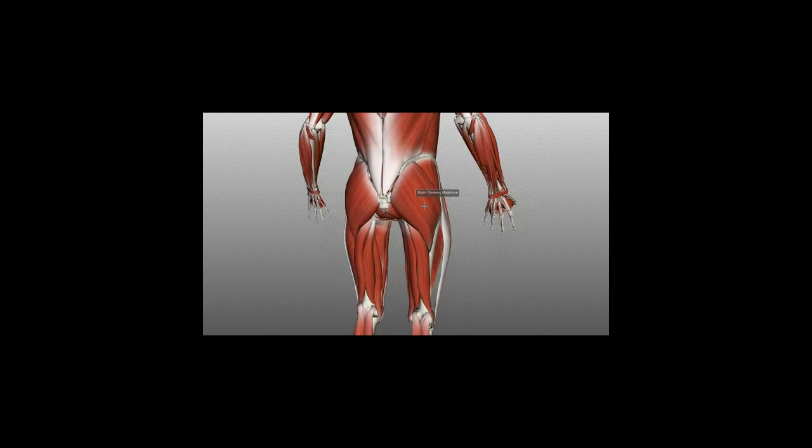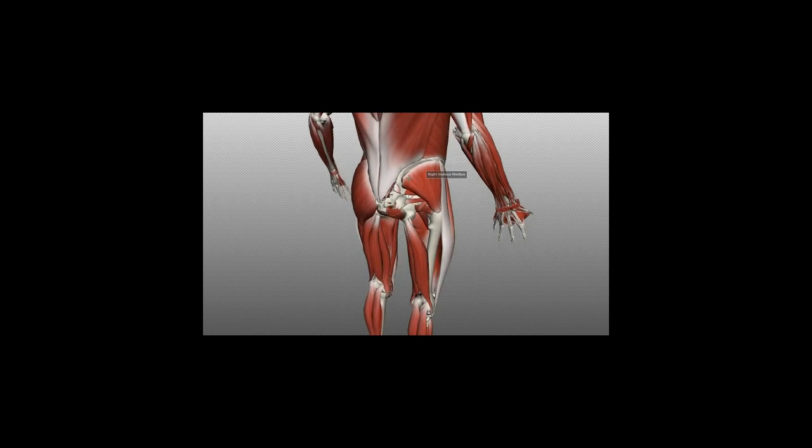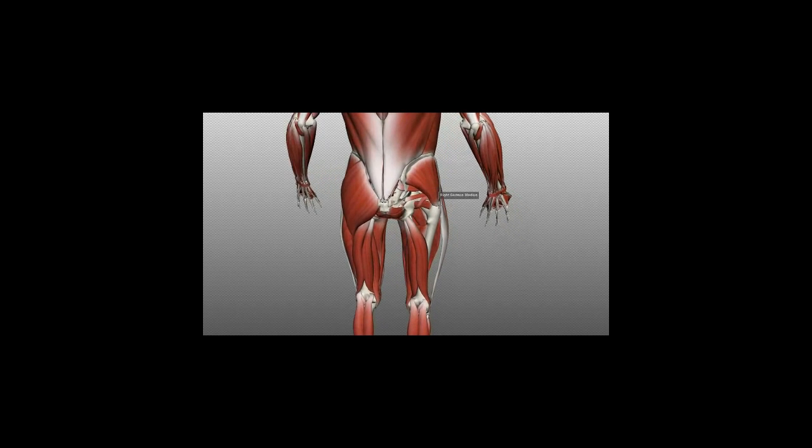So next we've got the gluteus medius and the gluteus minimus. So the gluteus medius lies between the minimus and the maximus, and this is a fan-shaped muscle, and you can see its origin on the ilium here. So this muscle overlies the gluteus minimus, has this broad attachment on the ilium, and it inserts laterally on the greater trochanter. So what this muscle does is it abducts the femur.